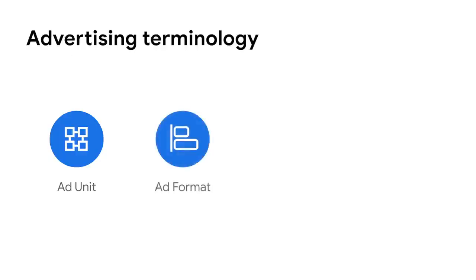Next, ad format. We already talked about it earlier. You can choose between a banner ad, an interstitial, rewarded video, or native ad. Ad request. When your app loads an ad, it sends an ad request to the server. You can use this object to provide additional information that can be used when selecting an ad.